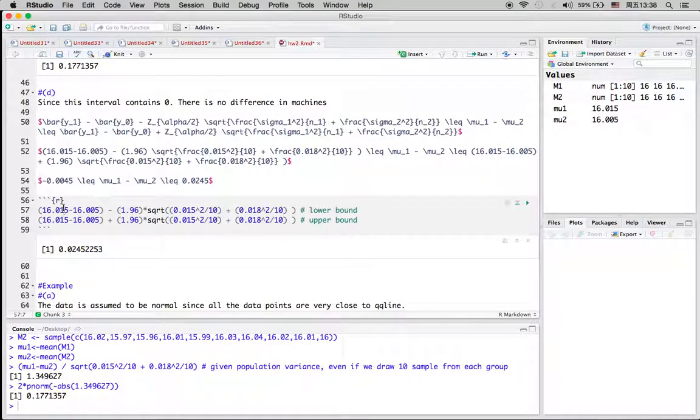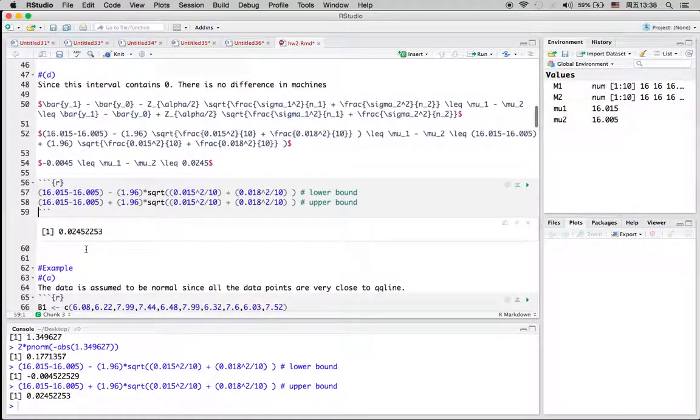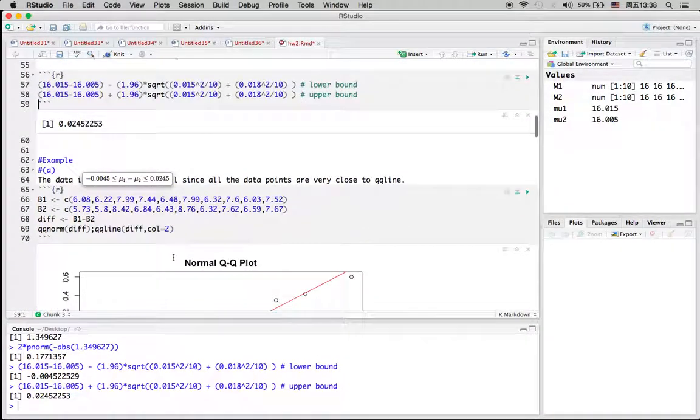So again, we can also calculate the confidence interval. We can see that the lower bound is negative and the upper bound is positive. So since the interval contains 0, again, we confirm that there's no difference between the two population means.